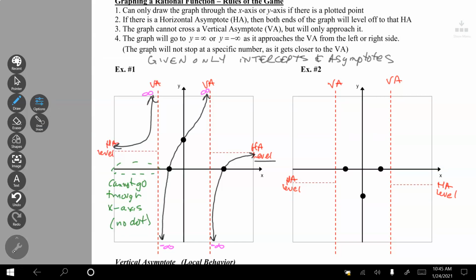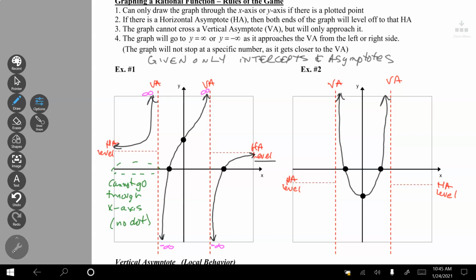Let's do the center part. Well, the center part, I have to go through these intercepts. So I'm actually going to go x-intercept, y-intercept, back up to x-intercept, and go all the way up to infinity. Maybe inside we have a nice little U shape.